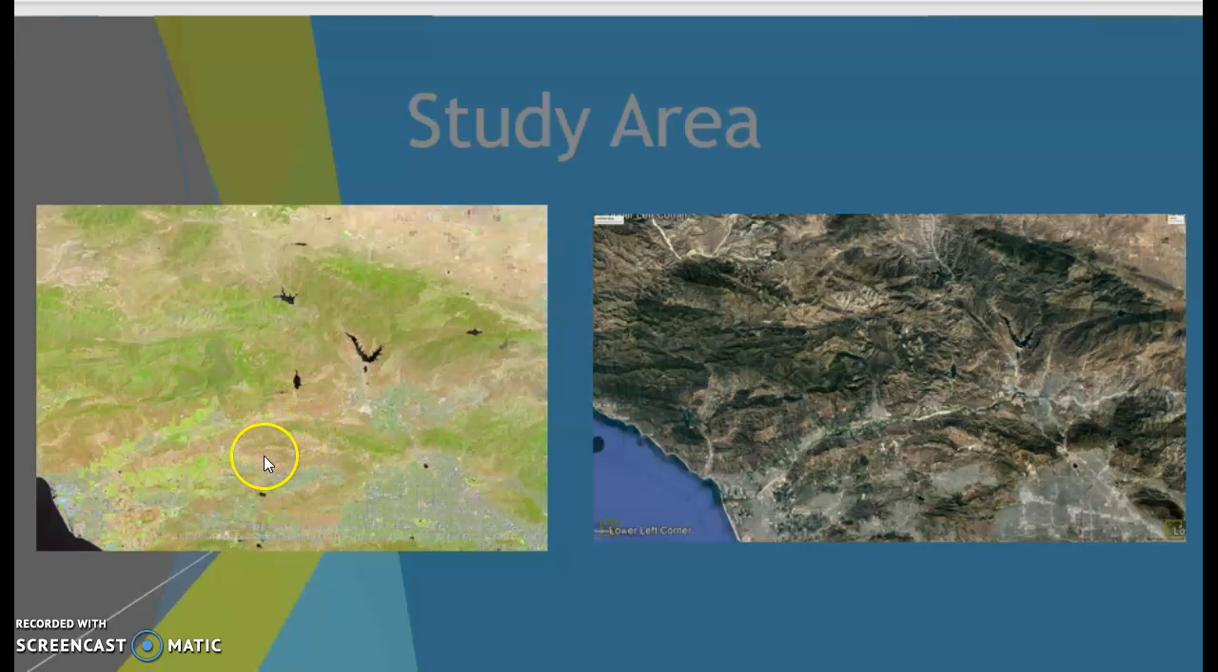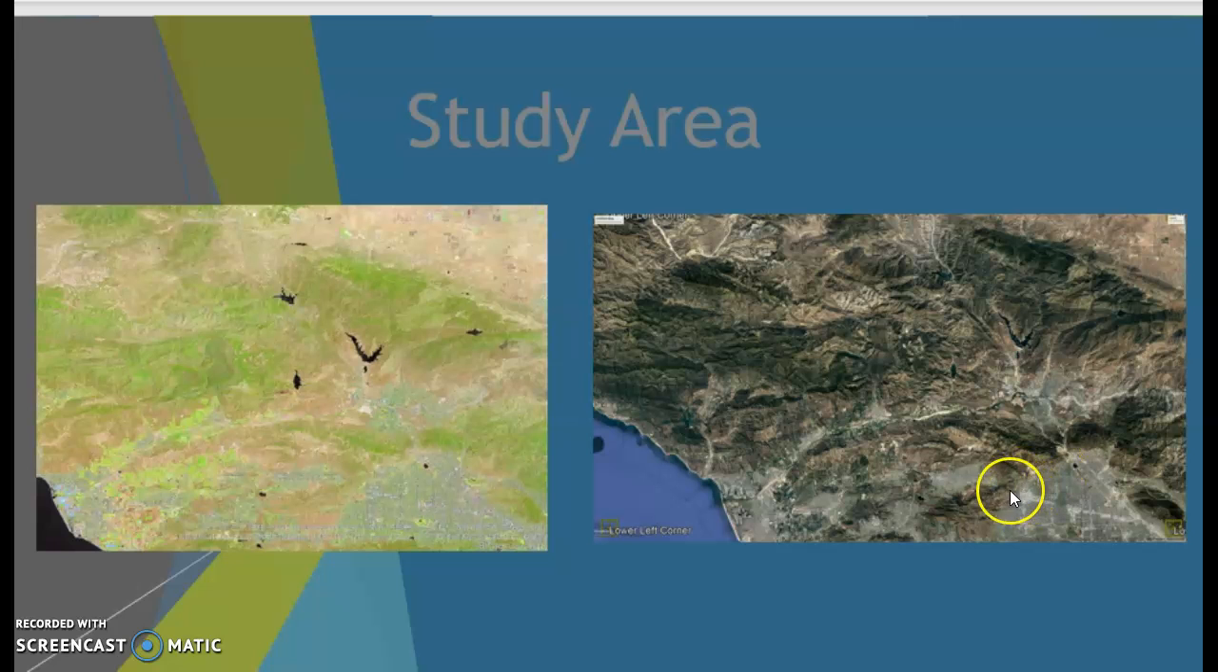So here's my study area. I'm very close to Los Angeles, about 30 miles from Los Angeles in terms of my study area. So there's definitely going to be some heavy traffic. You can see it down here in the Landsat image. You can also see it down here in the Google Earth image.